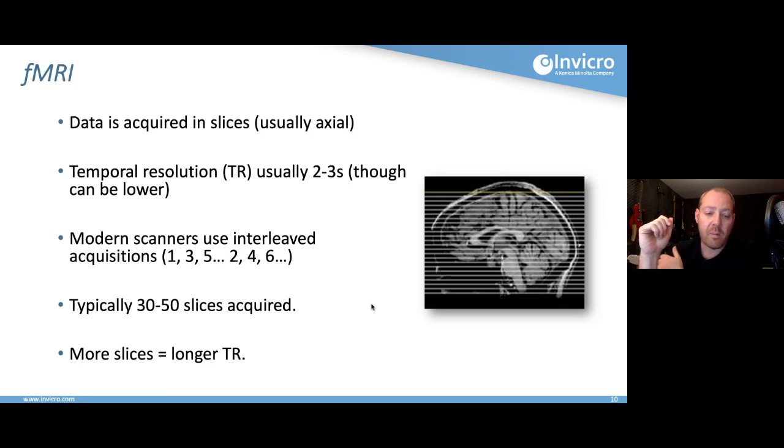Typically, you usually want about 30 or 40, 50 slices to cover the whole brain. But the more slices you get, the longer your TR has to be. The longer it takes to acquire more slices. So sometimes you might want to have a very short TR and only acquire quite a few slices. Sometimes you might want to cover the whole head and have a longer TR.